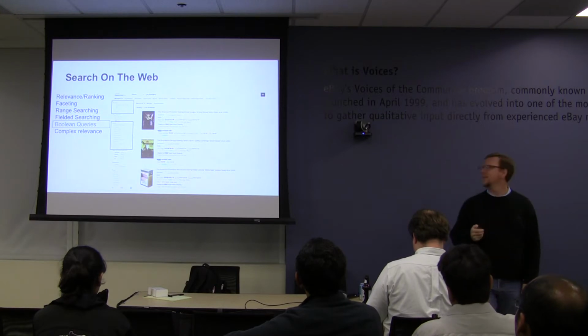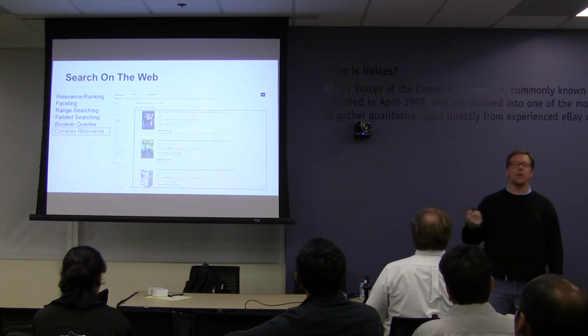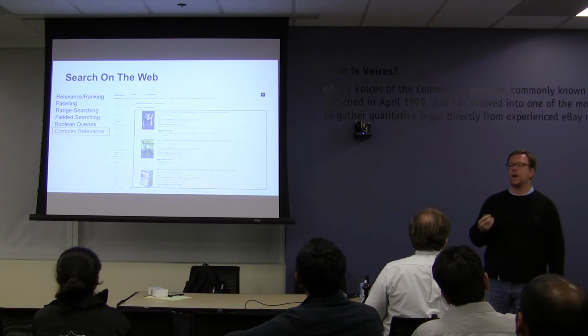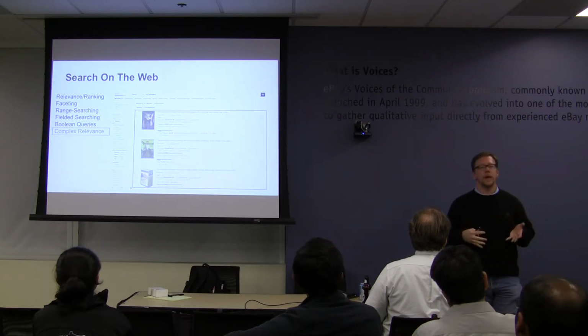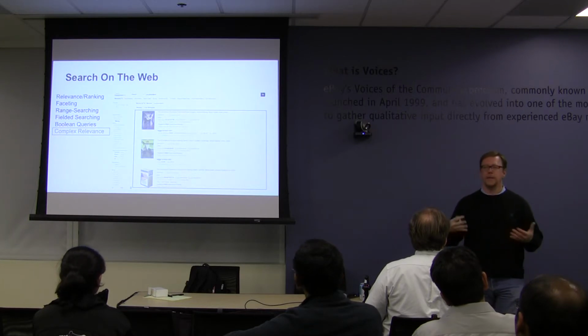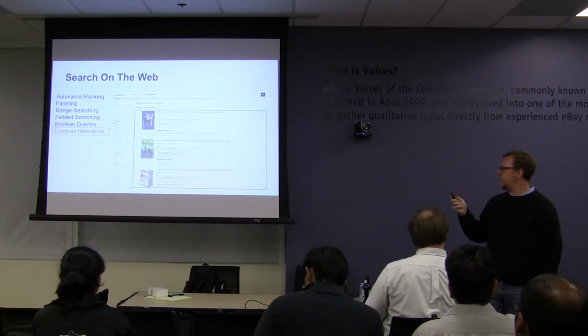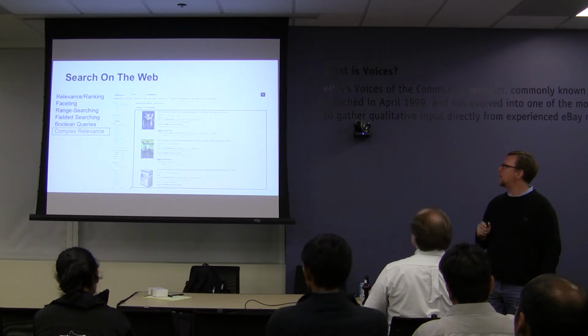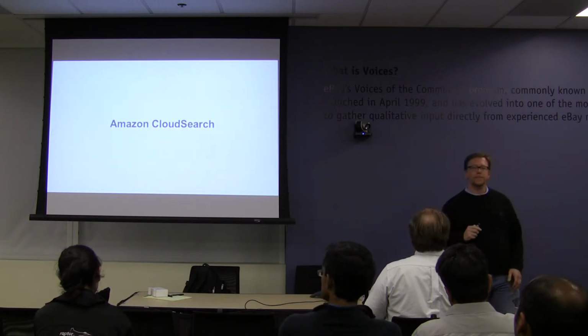And then finally, we have more complex relevance features that involve looking at what users are clicking on, looking at crowdsourcing, looking at what's popular right now, et cetera, et cetera. So all of this is kind of the standard search paradigm.